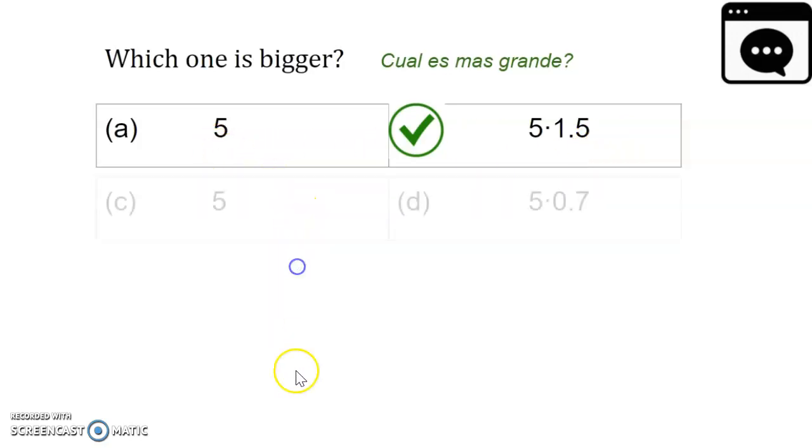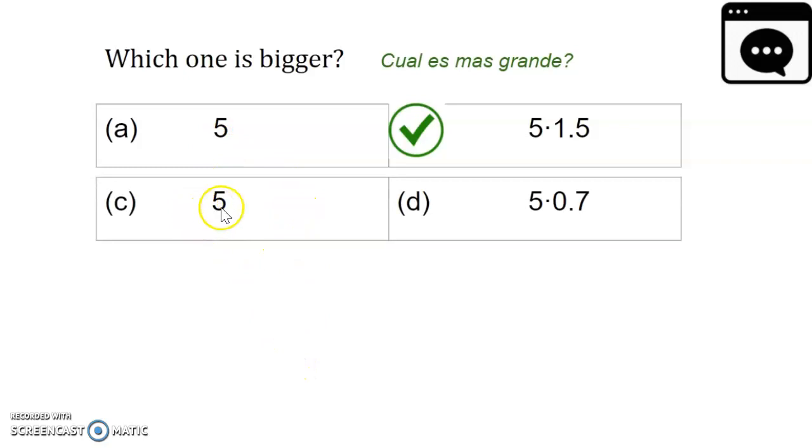Okay. What about this? Between 5 and 5 times 0.7. Which is a bigger number? The bigger number is 5, because if you use a calculator and multiply 5 times 0.7, you're going to get 3.5. 5 is bigger than 3.5, so this is a bigger number.